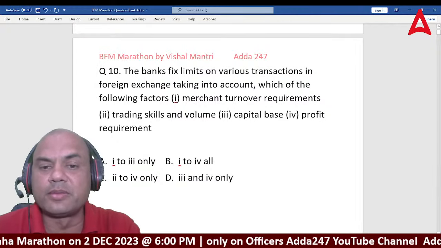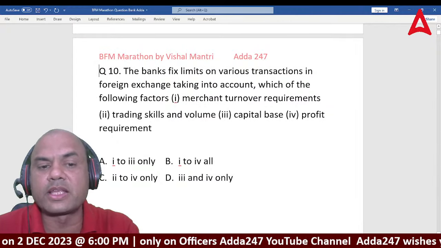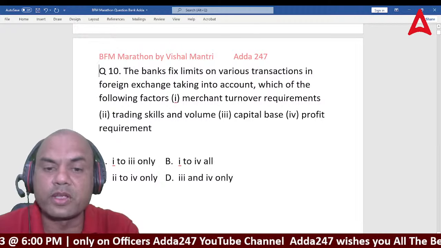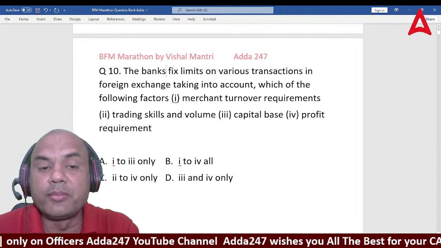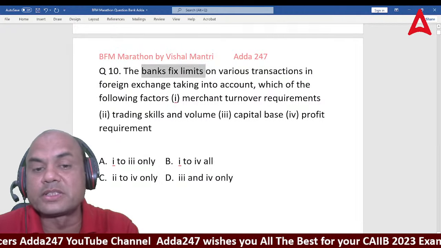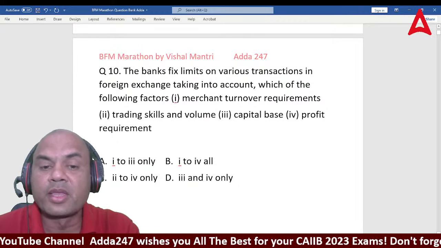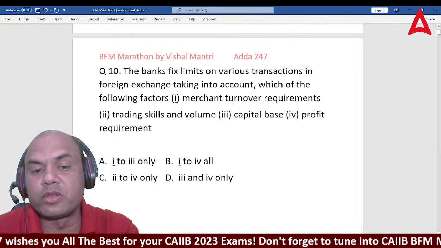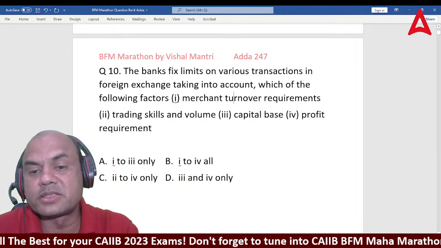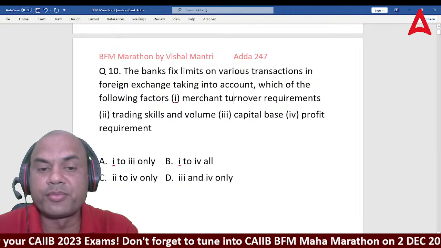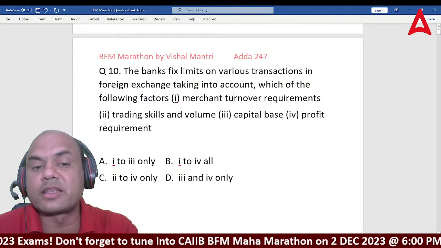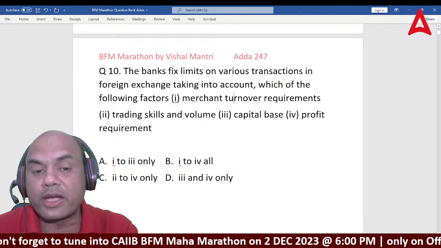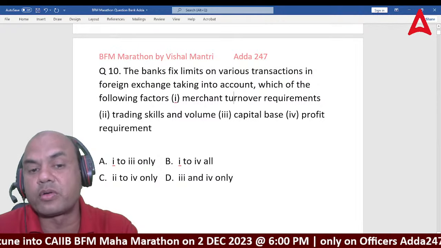The bank fixes limits on various transactions in foreign exchange, taking into account which of the following factors. So the stop loss limits and various limits are fixed on what basis? Merchant turnover requirements, trading skills and volumes, capital base and profit requirement. Based on what factors are these limits taken into account?